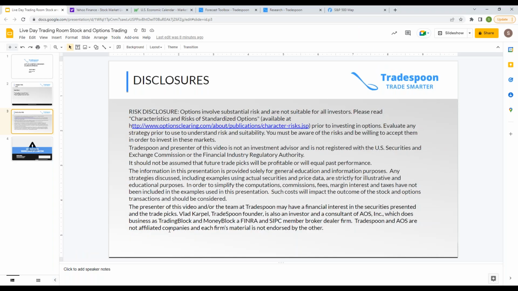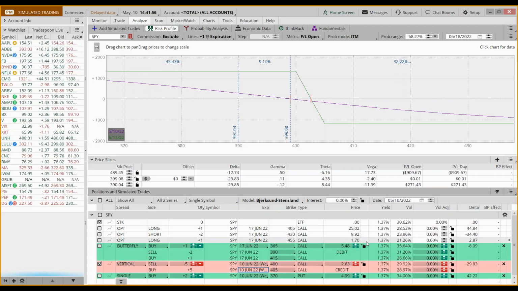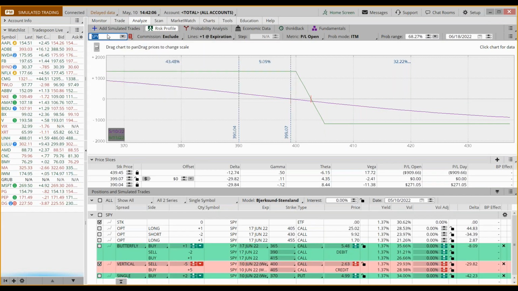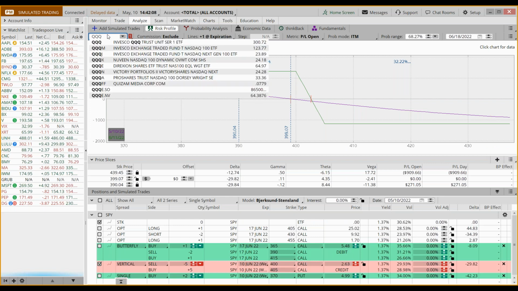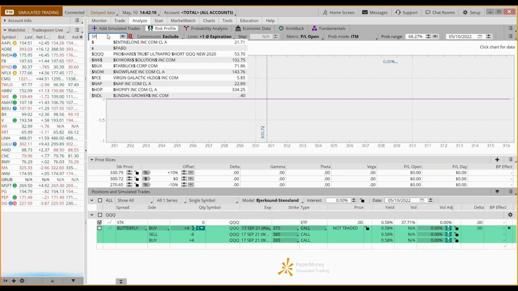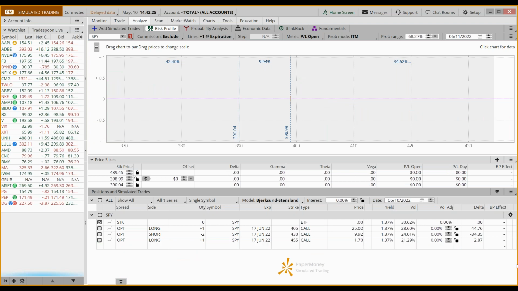Okay, so we're talking about calendar spreads. Calendar spreads on their face, I'm actually going to use a different symbol here. We'll go QQQ. Actually, I don't know. Maybe I will just use SPY, but I'll uncheck everything else to start fresh.